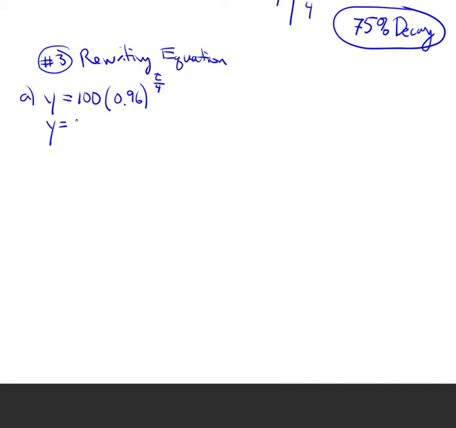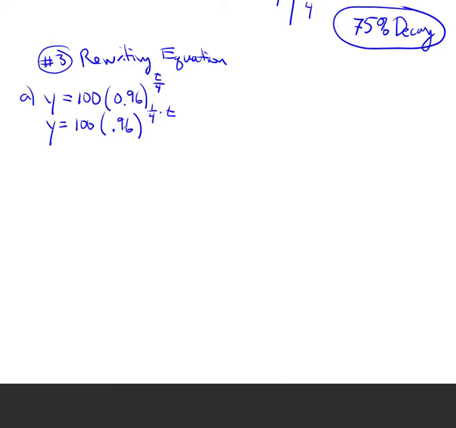So y equals 100 times 0.96, and I'm going to think about that exponent because it would be easier to work that out. I'd like to have that t by itself. So I'm going to multiply by 1/4, because t over 4 is equivalent to 1/4 times t.